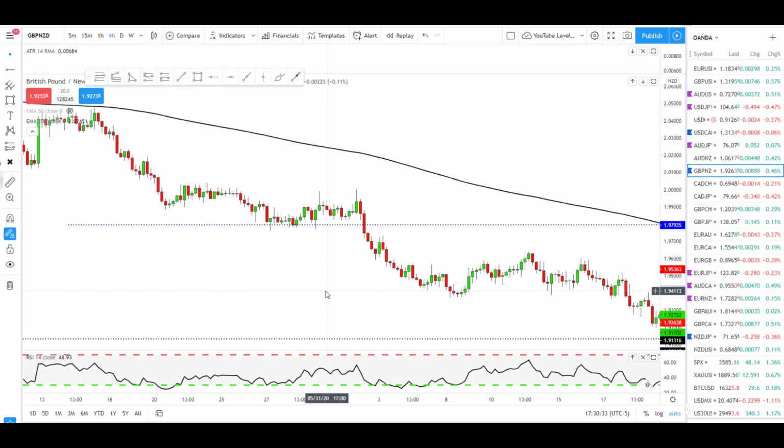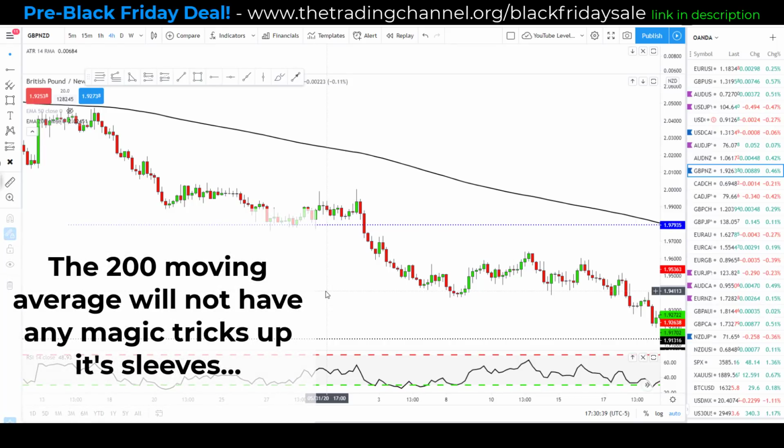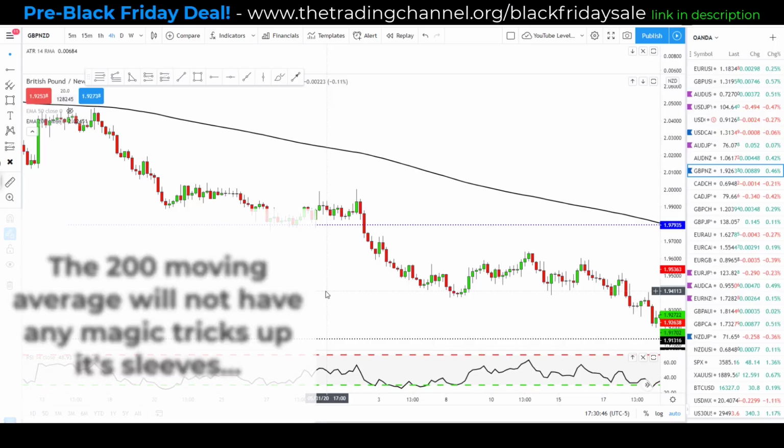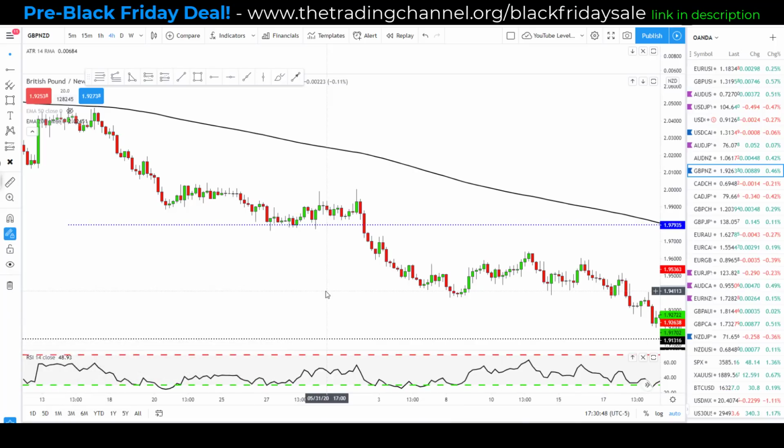So first off, the 200 period moving average is not gonna have any magic tricks up its sleeve. What do I mean by that? This moving average by itself is not really gonna mean much, but when combined with the right price action techniques, it can create some really accurate trading opportunities.